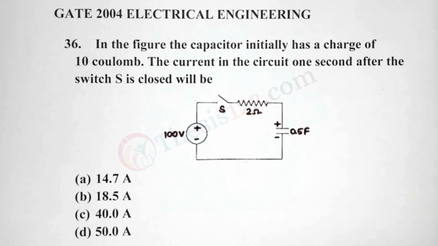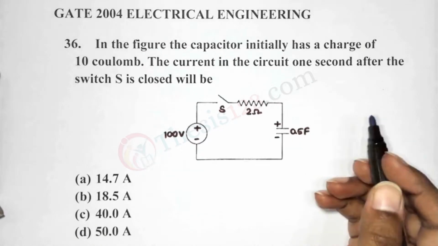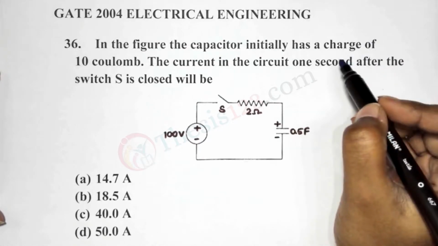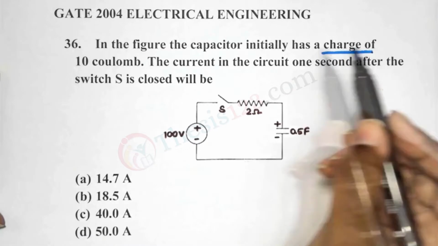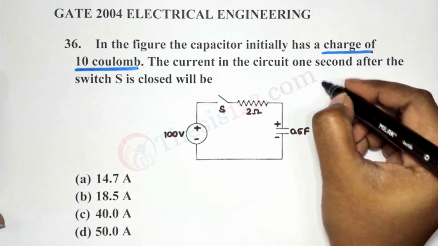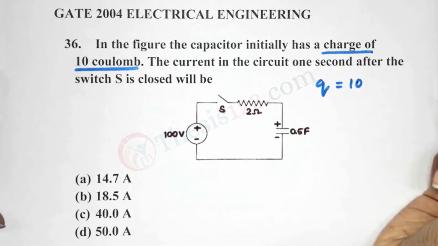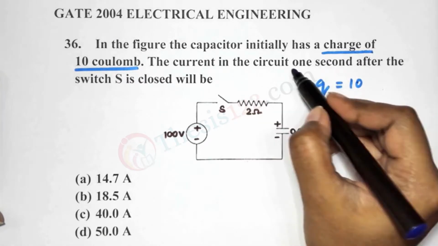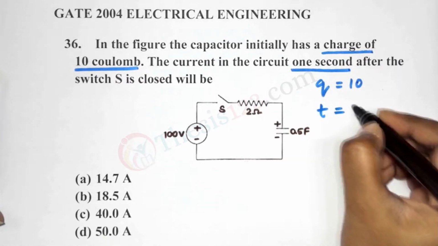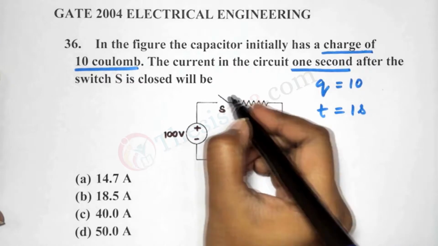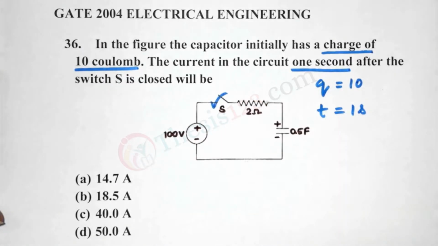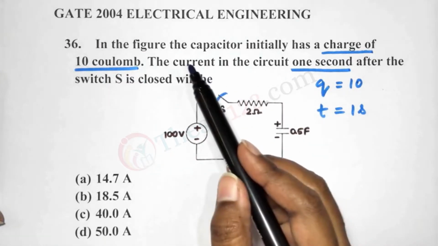So first let's write down what is given to us, just to make things a little clear of what we have to use. We have been given charge of 10 coulomb. So that's Q is equal to 10. Then we have time given to us as 1 second. This is after the switch S is closed. And we will have to find out the current I.